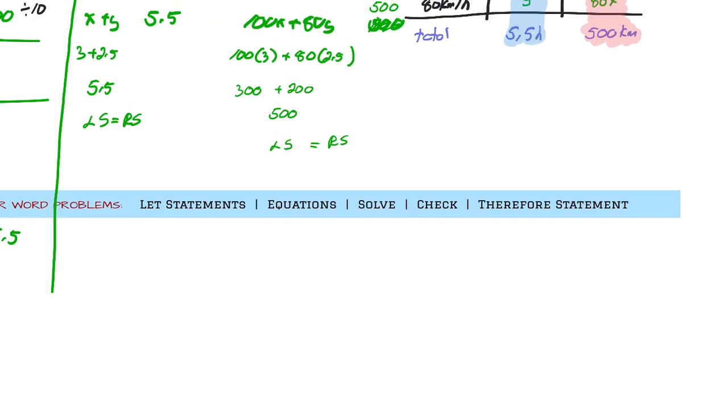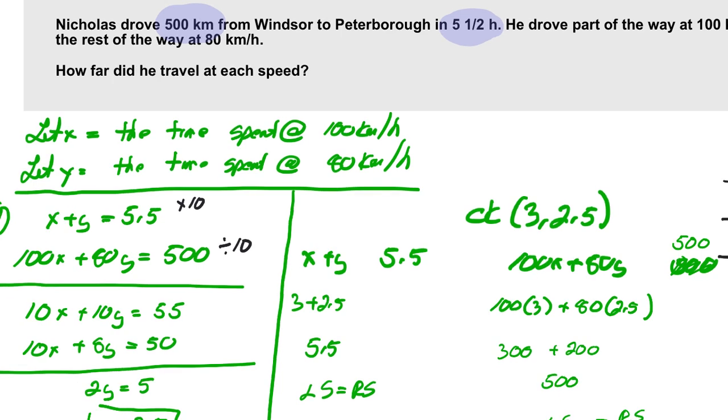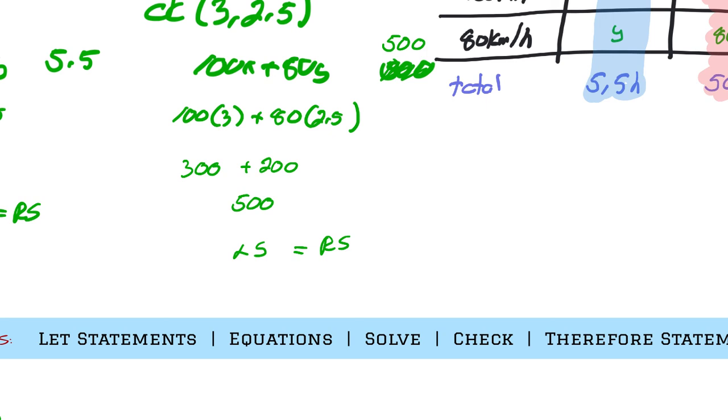So the last thing we need to do is write our therefore statement. And we have to look at the question again, because I didn't define my variables according to the question. I defined my variables according to ease of finding what those would be. So how far did he travel at each speed? So where can I find that? Because it's not x and y. x and y are the time, but how far did I travel at each speed? Well, I traveled 300 kilometers at 100 kilometers per hour and 200 kilometers at 80 kilometers per hour. So you can find the answer to your question most often in your check.